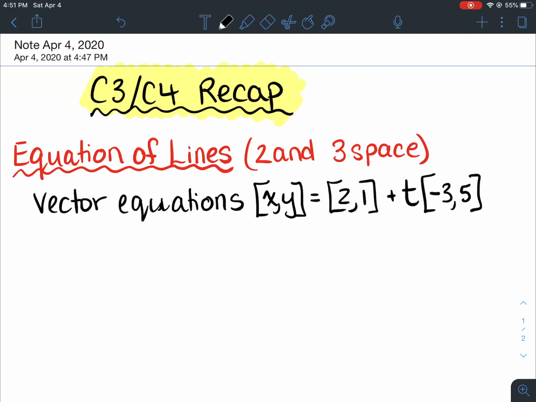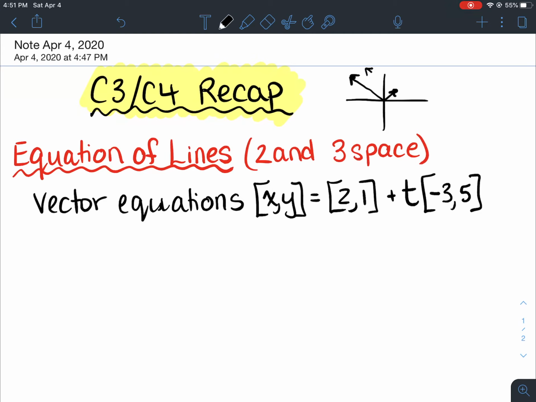So basically, if we had a line in 2 space, the direction vector would be pointing to, okay, let me just show this. So -3, 5 is here. So our direction vector is like this. So that just means that's going to be parallel to our line. And 2, 1, that's going to be the position vector.